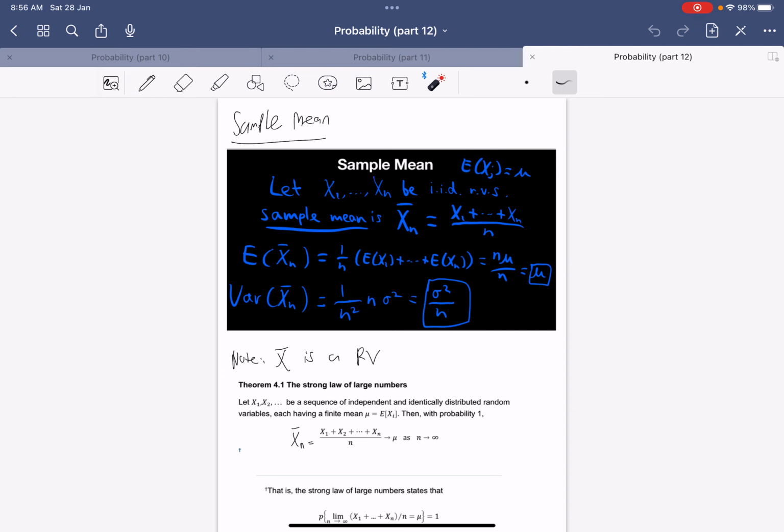So what is the sample mean? It's really you're taking a sum of random variables and then just dividing by n. Because these are all random variables, this sample mean now becomes a random variable. So you can take its expectation and you'll see that it is mu, and the variance of the sample mean is 1 over n squared times n sigma squared, which equals sigma squared over n.